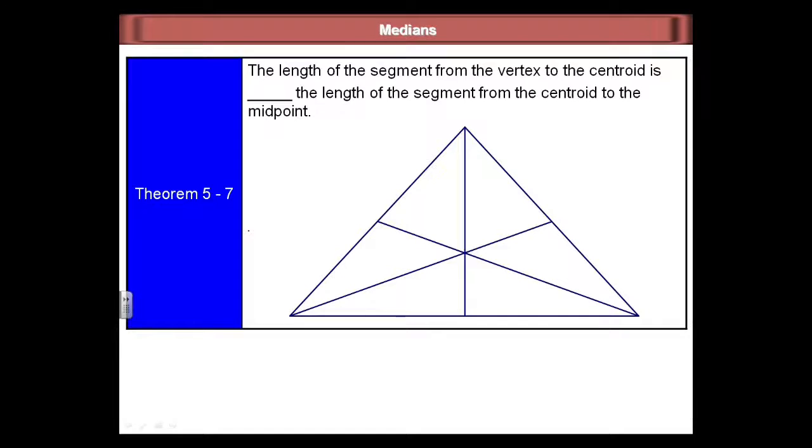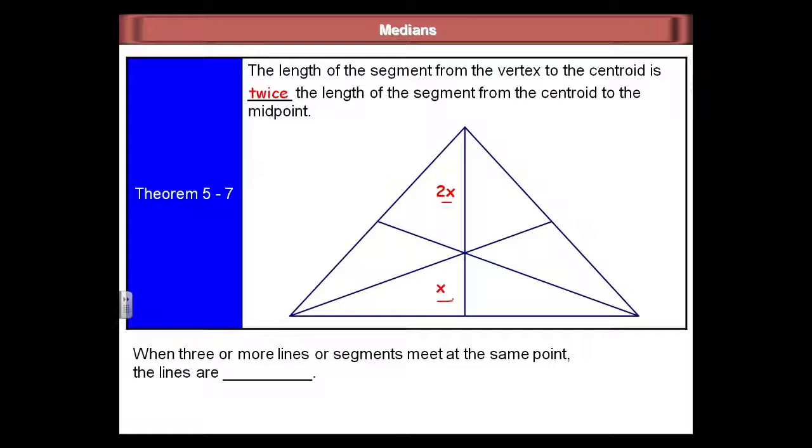Another relationship that we have is the length of the segment from the vertex to the centroid is twice the length of the segment from the centroid to the midpoint. So from the vertex to the centroid is twice the size of from the centroid to the midpoint. And remember that when those 3 medians meet, or when any 3 lines meet, we say that the lines are concurrent.